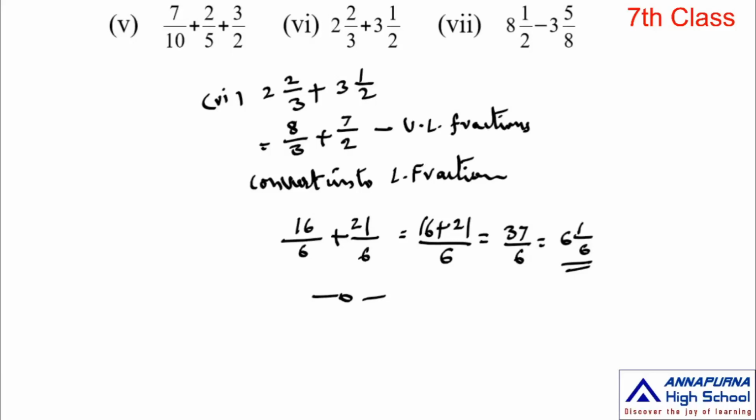Now the seventh one. The seventh one is the same as the sixth one. 8 1 by 2 minus 3 5 by 8. So convert into improper fractions. 8 1 by 2 means 2 8s are how much? 2 8s are 16 plus 1, 17 by 2, minus 8 3s are 24 plus 5, 29 by 8. So 17 by 2 minus 29 by 8. These two are unlike fractions. Convert into like fractions, same as the previous problem. So do it at home.